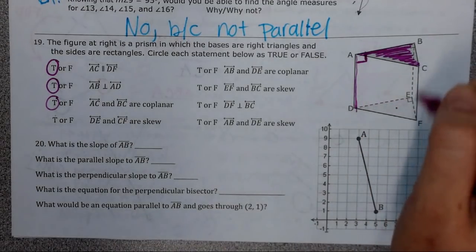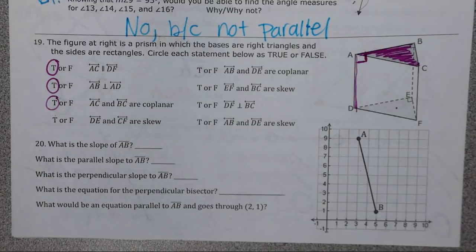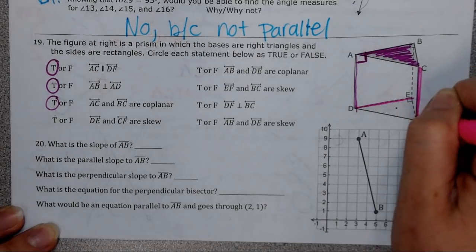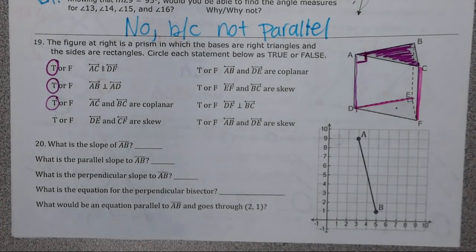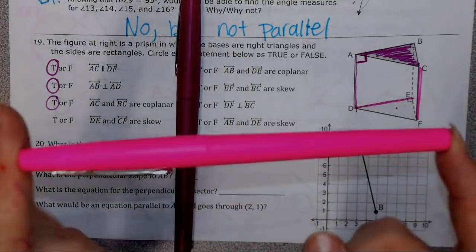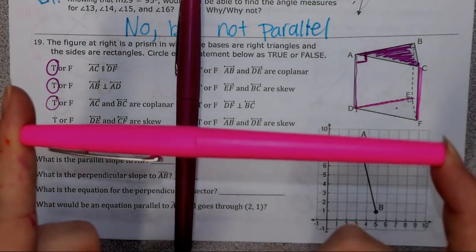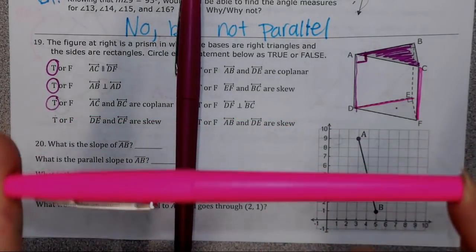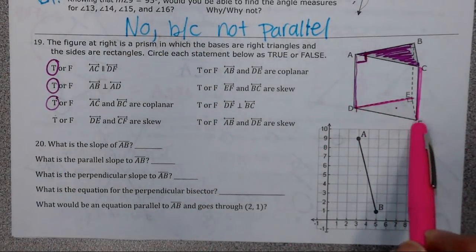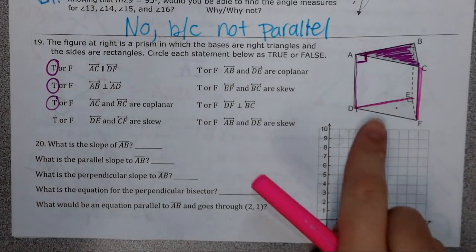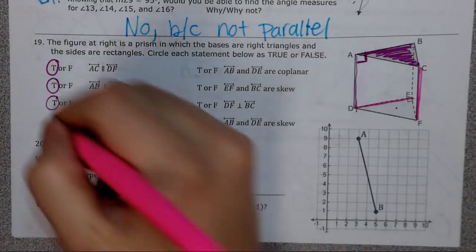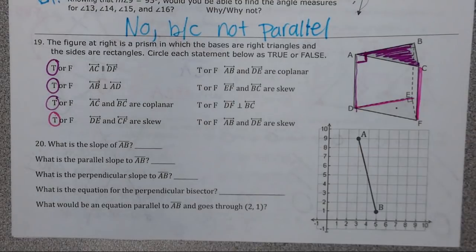Next it says DE and CF are skew. Skew lines are lines that are going different directions, but will never intersect because they're on different planes. For example, if I had a pin on my paper and I had another pin up here, they're going different directions, but they're not going to intersect because this pin is up here and this pin is down here. These lines are going different directions, but they're not going to touch each other because D is back here and C is up front. So yes, these are skew.